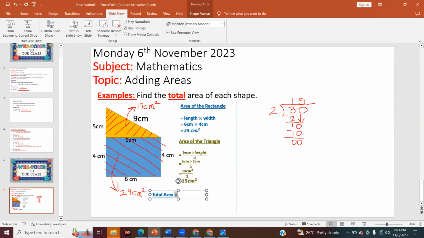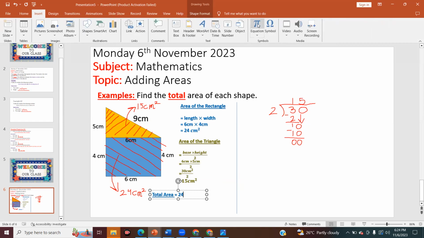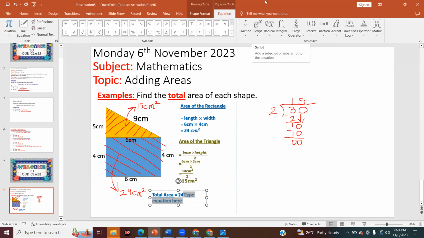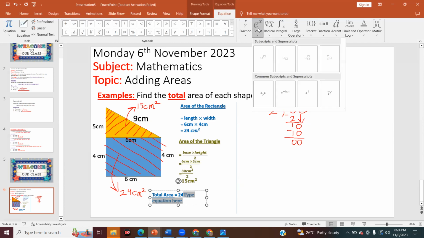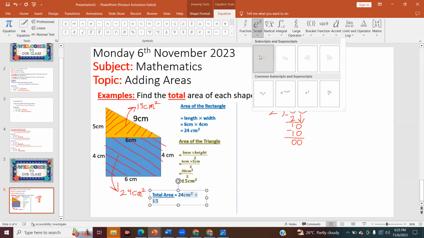So what are we adding first? That's what I want to know. 24 and 15. Very good. 24 centimeters squared. So we have 24 centimeters squared, plus what? 15, right? Yes, sir. 15 centimeters squared.